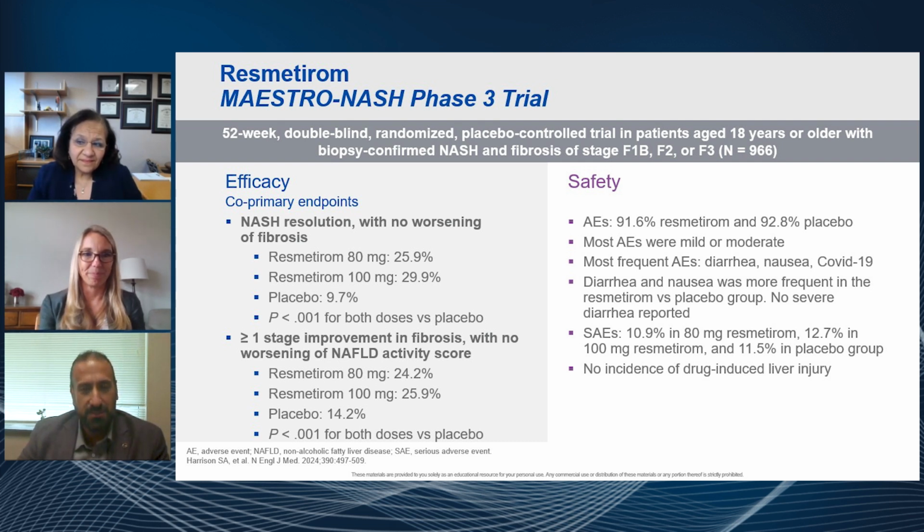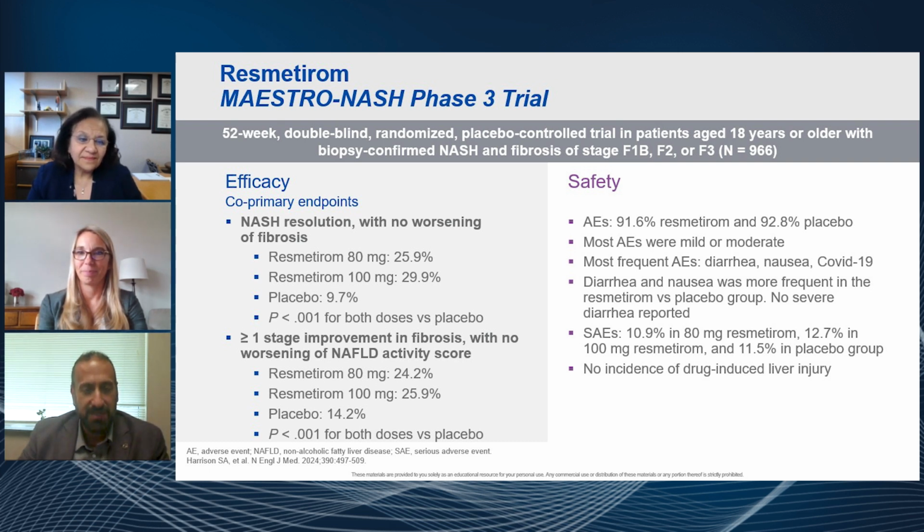And this historic approval was based on the MAESTRO-NASH phase 3 trial. This was a double-blind, randomized, placebo-controlled trial. Patients had the biopsy at baseline. They had the repeat biopsy at week 52, so 1 year of treatment. They needed to have fibrosis stage 1 to 3.